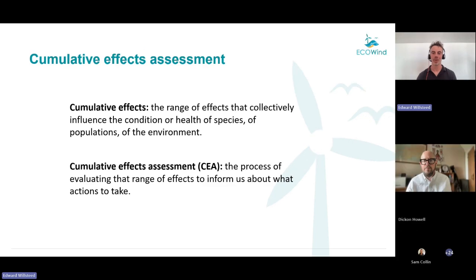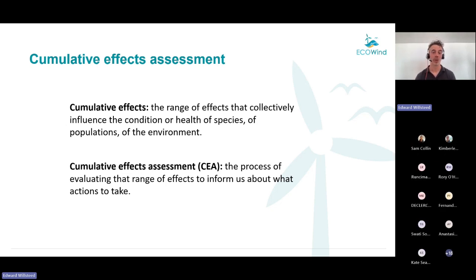So start with what are cumulative effects and what is cumulative effects assessment. Just to note that there are many definitions, which is actually one of the challenges for those tasked with delivering good cumulative effects assessment. So we'll start out here with a simple definition. Cumulative effects are the range of effects that collectively influence the condition or health of species, of populations, of the environment. And cumulative effects assessment is the process of evaluating those cumulative effects, and it's the process that should inform the management of those cumulative effects.